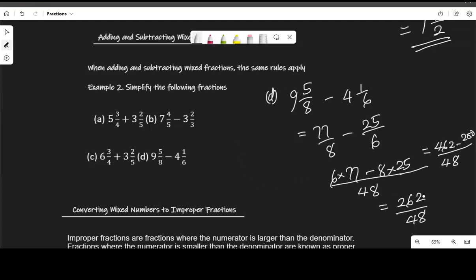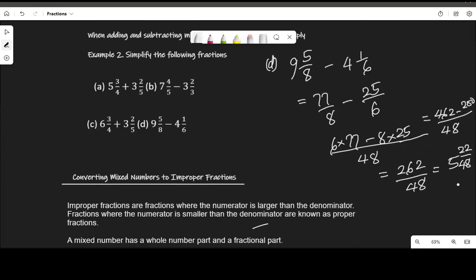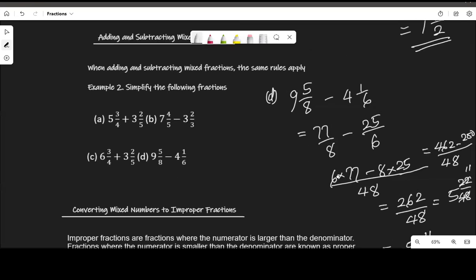is 5. 5 whole number, 22 over 48. Then we can reduce this. 2 divided into 48 and 22. So 2 here is 11, 2 here is 24. Our answer is 5 whole number, 11 over 24. That is how to add and subtract mixed numbers.